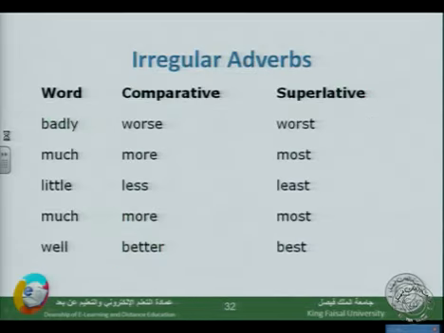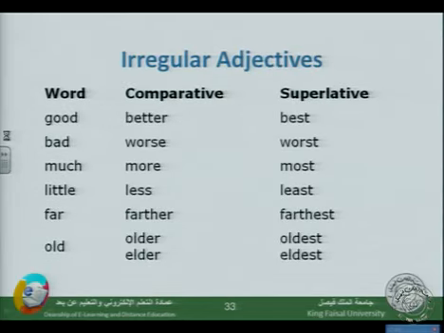هذه أيضا قائمة of irregular forms. This is a kind of a short list of the irregular adverbs. You cannot say badlier or badliest. You should say worse, worst; much, more, most; little, less, least; well, better, best. So you need to memorize them. لازمكم تحفظوهم. This is the only way.